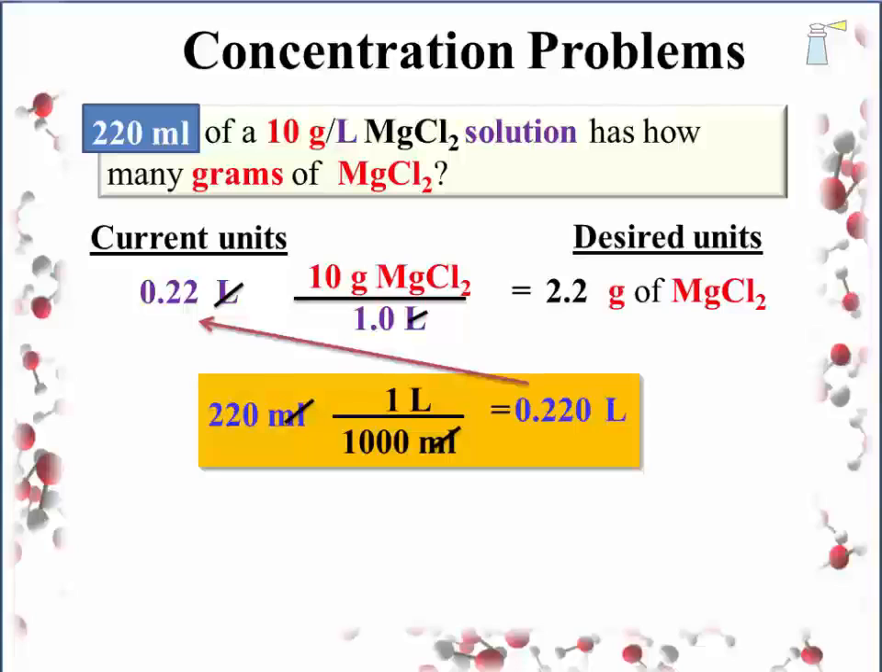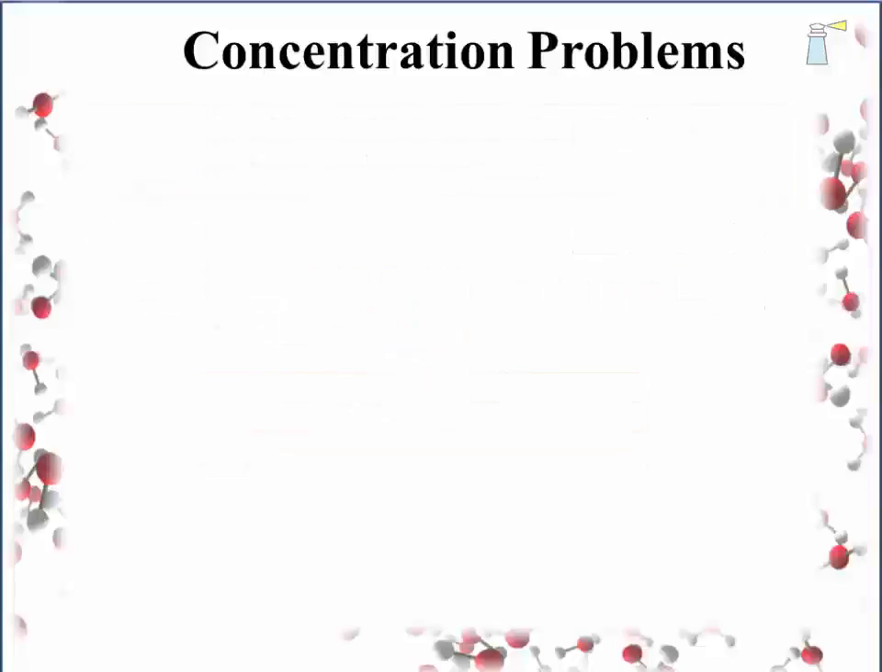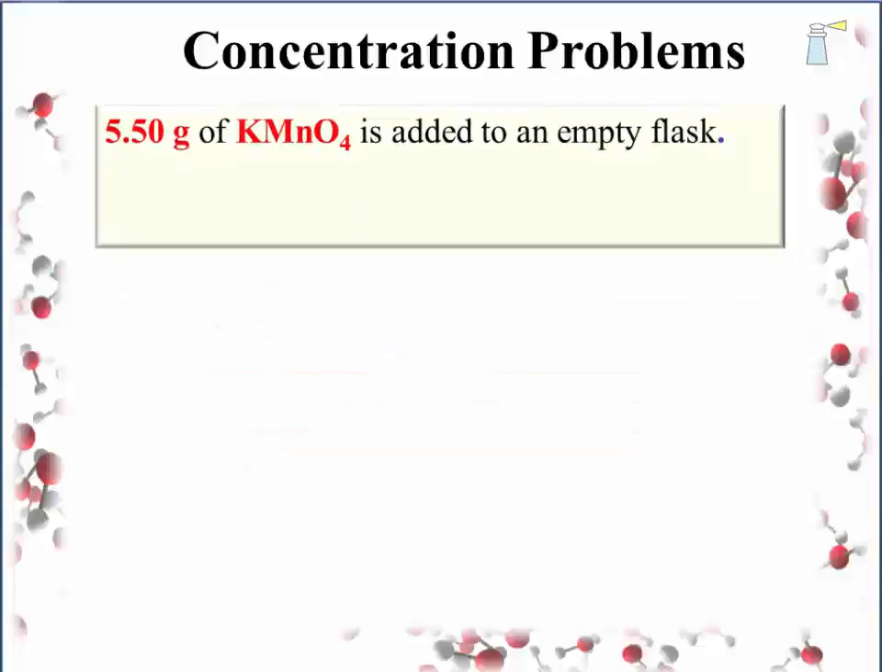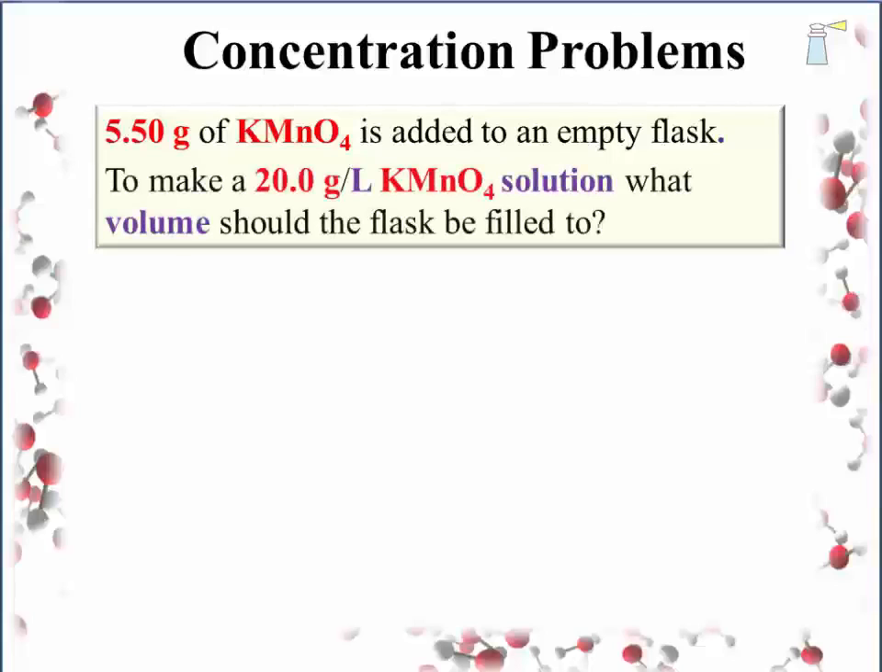To give additional perspective to the conversion problem, a second example is given. 5.50 grams of KMnO4 is added to an empty flask. To make a 20.0 gram per liter potassium permanganate solution, what volume should the flask be filled to?